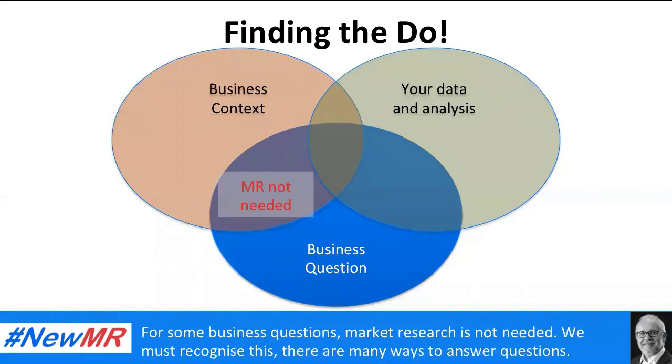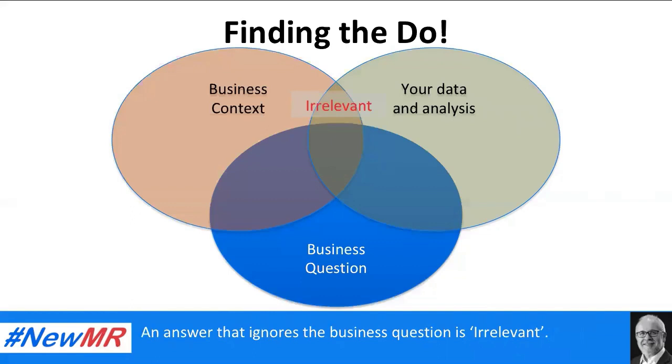For some business questions, market research isn't even needed, because actually when you combine the business context and the business question, there is an answer. And we as researchers must recognize that there are many ways to answer questions. It's not something to be frightened of. An answer that ignores the business question is irrelevant. This is the worst type of nice to know. It's a nice to know which is a distraction or a digression or avoids providing something useful.